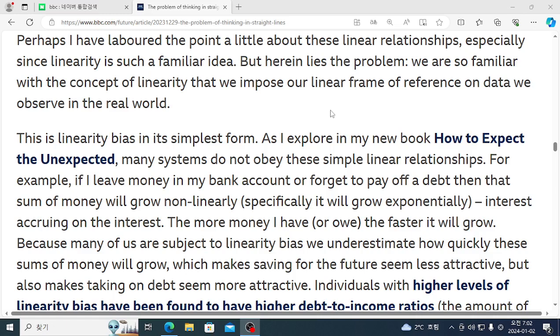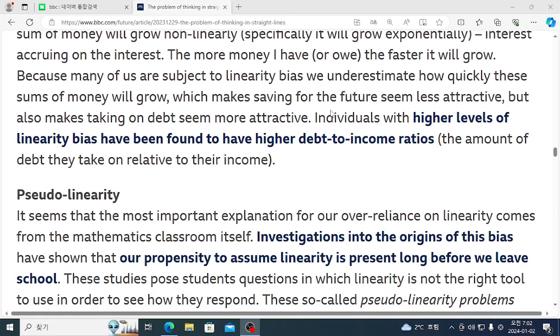Many systems do not obey these simple linear relationships. For example, if I leave money in my bank account or forget to pay off a debt, then that sum of money will grow non-linearly. Specifically, it will grow exponentially, interest accruing on the interest. The more money I have or owe, the faster it will grow, because many of us are subject to linearity bias.